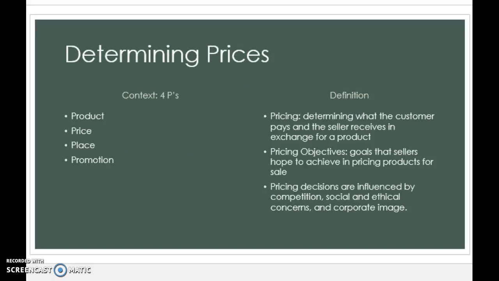Of course, the context of our pricing discussion falls within the 4 P's of product, price, place, and promotion. Pricing is determining what the customer pays and the seller receives in exchange for a product. Pricing objectives are the goals that sellers hope to achieve in pricing products for sale. Some companies have profit maximizing objectives, while others have market share objectives. Furthermore, pricing decisions are influenced by competition, social and ethical concerns, and corporate image.